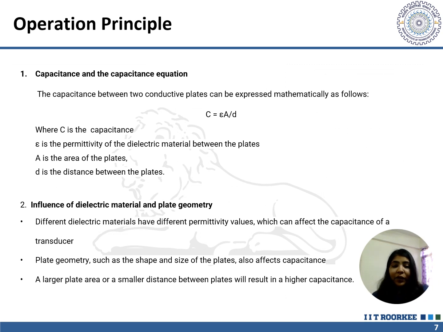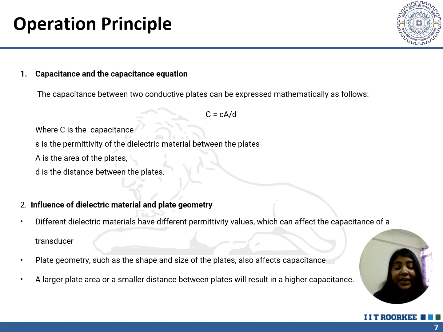So now let's understand the working principle of the capacitor. Mathematically, the expression of the capacitance between two conductive plates is expressed as C equals epsilon A by D, where C is the capacitance, epsilon is the permittivity of the dielectric material between the plates, A is the area of the plates, and D is the distance between the plates.